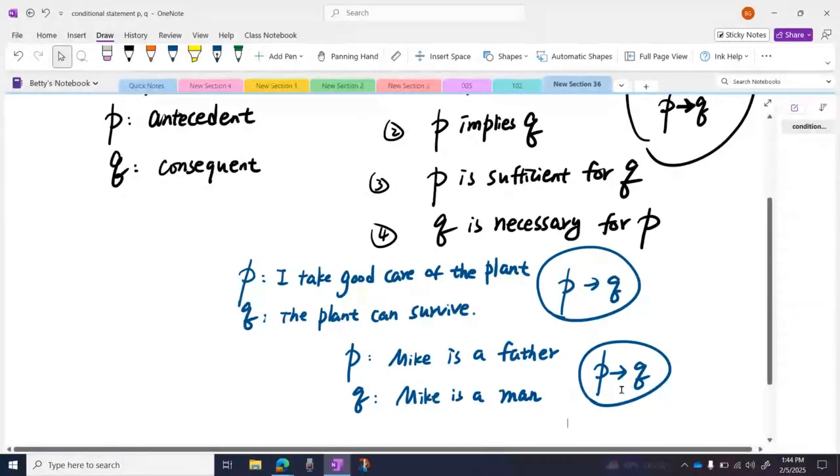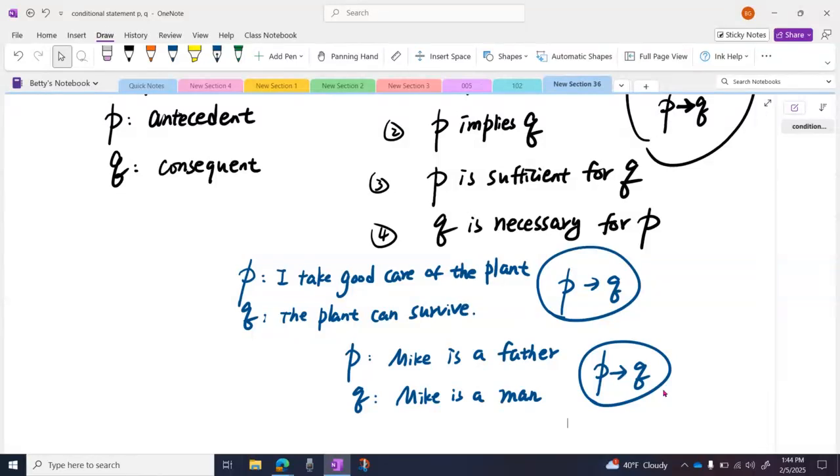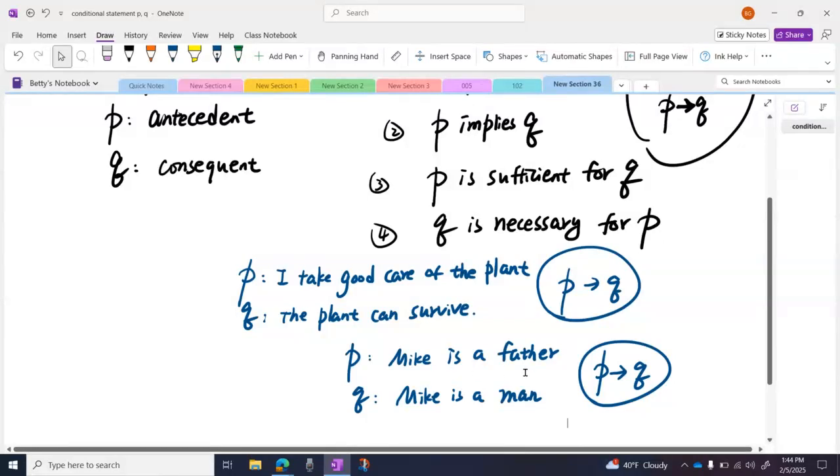And Mike is a man is the consequent. So if I say Mike is a father implies or indicates Mike is a man, you will not disagree, right? Well, let's follow a traditional way. If someone is a father, you probably right away realize he's a man, he's a male, right? And we can also express that as Mike is a man is necessary for Mike to be a father.